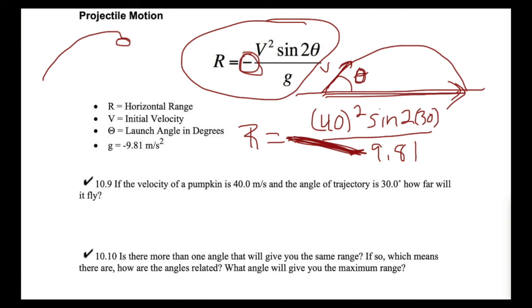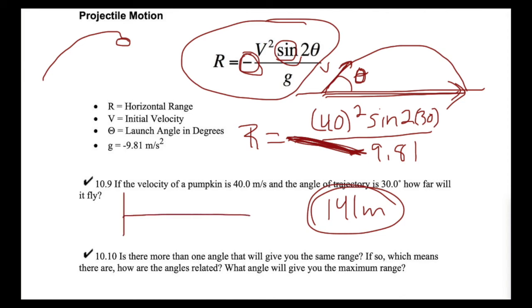So 40 squared times the sine of 60 is what that'd be, divided by the 9.81, which gives me a 141 meter range that we're going to fly over. There are some interesting things about this equation. Because it is a sine curve, I don't know how many of you know much about sine, but there are actually 2 places on this curve that will give you the same value. So there are actually 2 angles that will give you the exact same range.